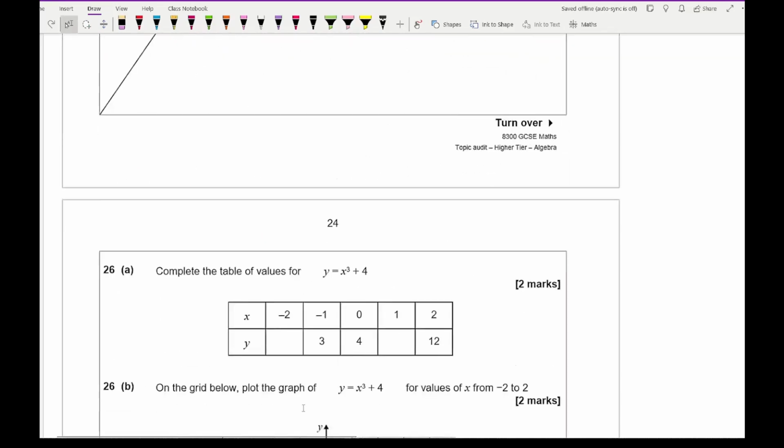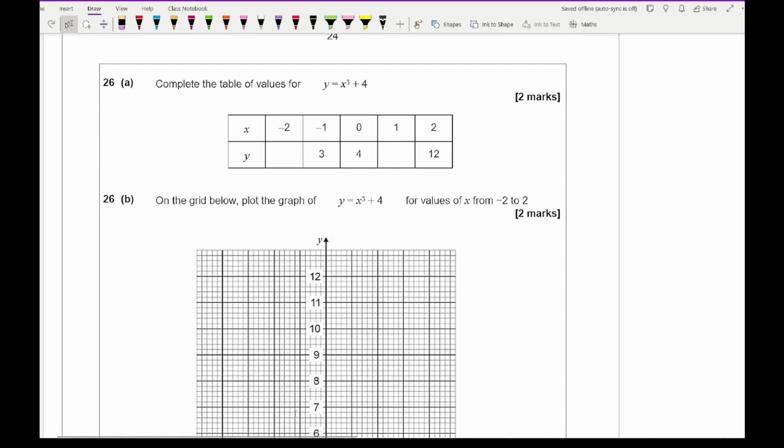Then moving on to question 26, it says complete the table of values, and we've got the equation y equals x cubed plus 4. To work out this number here, all I've got to do is substitute x equals minus 2 in there. So it'll be (minus 2) in brackets, cubed, plus 4. Now minus 2 times minus 2 is 4, times minus 2 is minus 8. So it's minus 8 plus 4, which is minus 4. Then for the next one, we substitute x equals 1, so it's 1 cubed plus 4, which is 5.